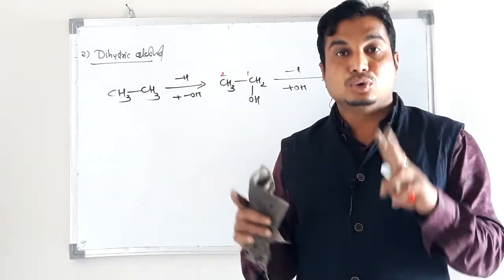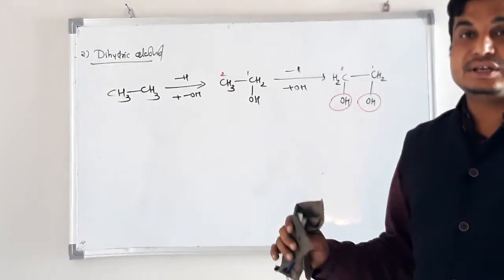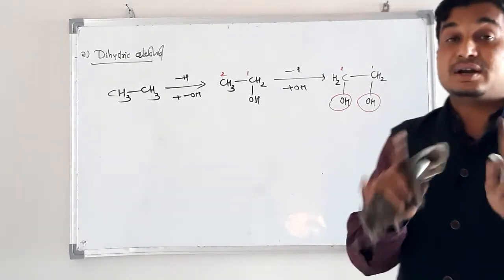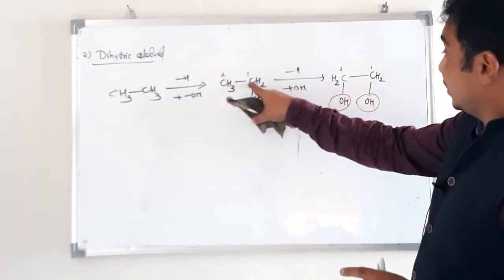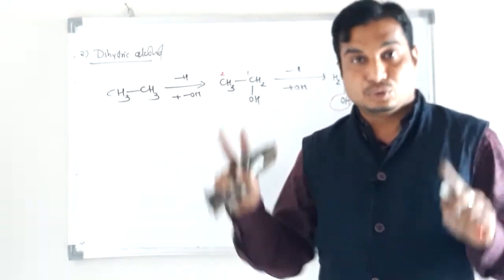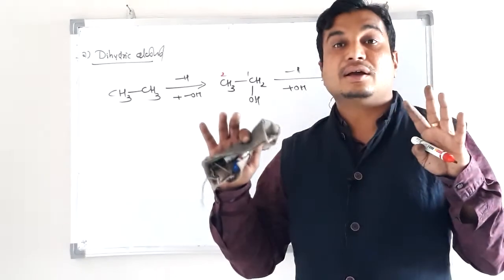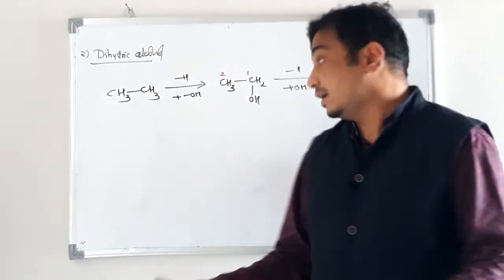But is it monohydric alcohol? No, because it contains 2 OH groups, that is why it is known as dihydric alcohol. Alcohols which are obtained by replacing 2 hydrogen atoms from 2 different carbon atoms by 2 OH groups, hydroxyl groups, are called dihydric alcohols. Similarly, trihydric alcohol is obtained by replacing 3 hydrogen atoms from different carbon atoms.